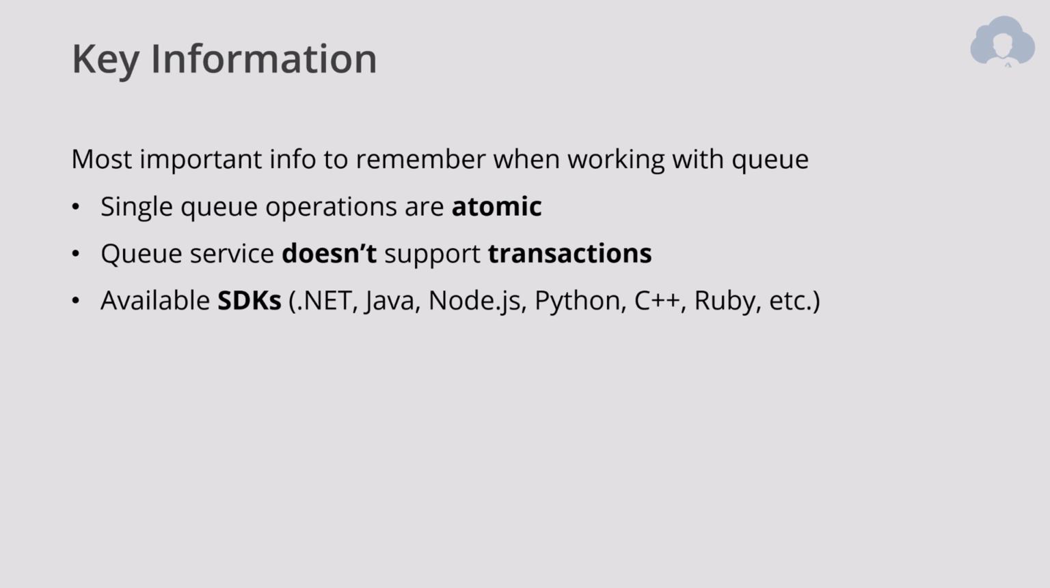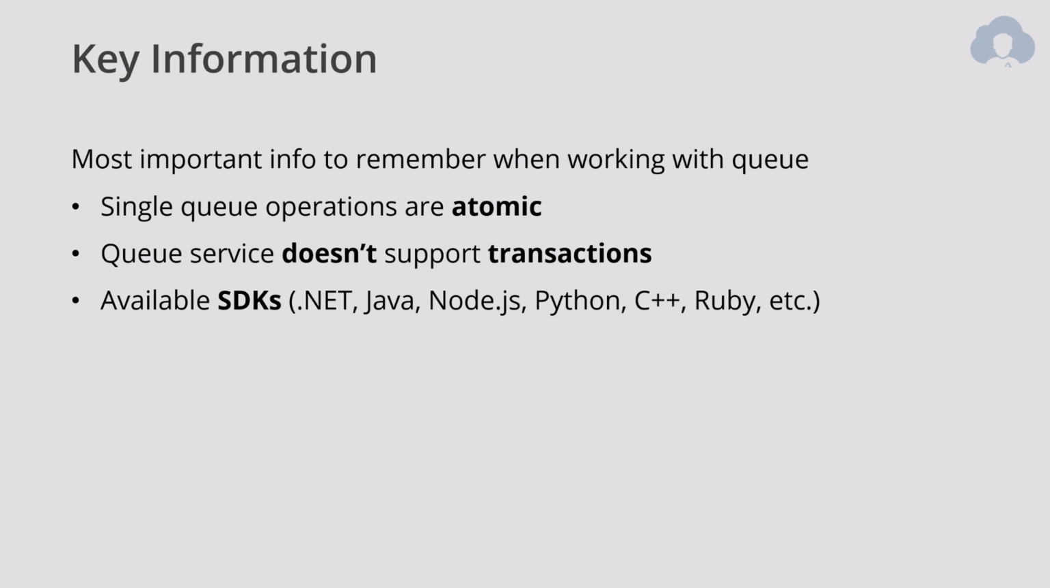Before we go to demos, let's talk about some key information that is very important. Every single operation within the queue is atomic, so you're always sure that your get message is an end-to-end transaction that cannot be split. But when it comes to transactions themselves, the queue service doesn't support those. What this means is you cannot, for instance, send 10 messages and be sure that all 10 were committed. You can only send messages one by one, and if you send 20, let's say 19 can fail, and it's not going to roll back those that you sent.